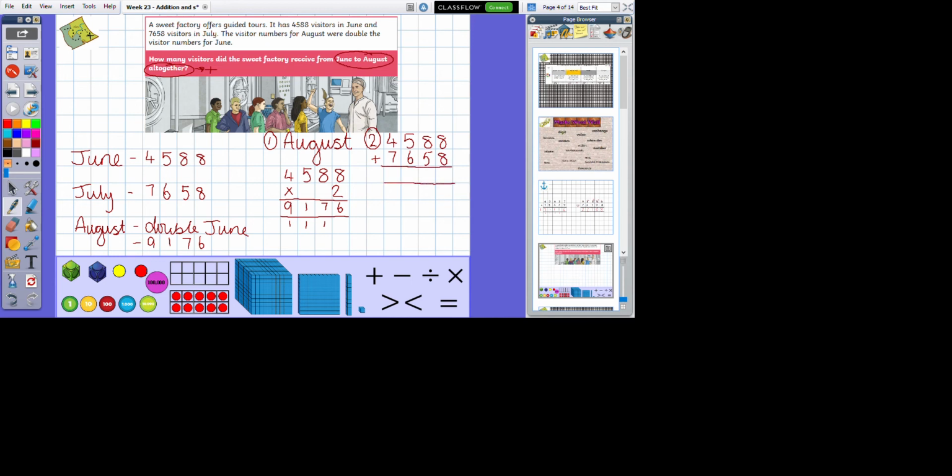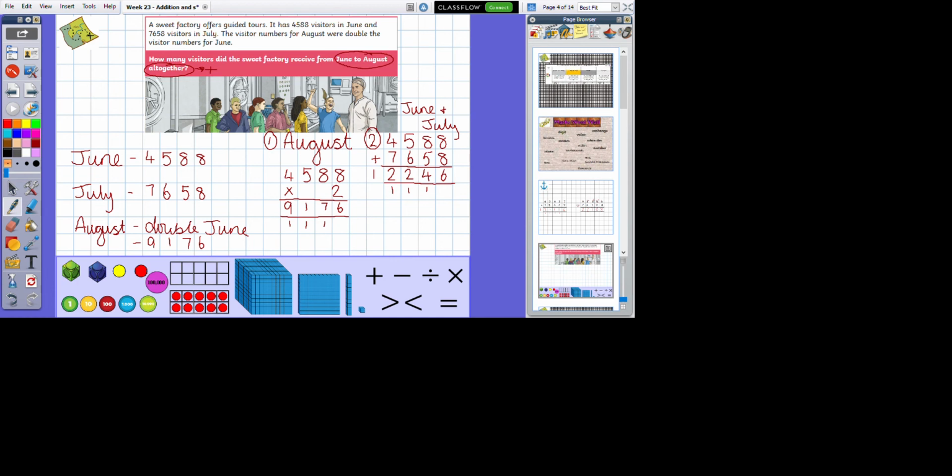So I've got 8 add 8 is 16. 8 add 5 gives me 13. Add 1 gives me 14. 5 add 6 is 11. Add 1 is 12. 7 add 4 is 11. Add 1 is 12. So in June and July, there were 12,246. So then I just need to work out how many extra there were in August.